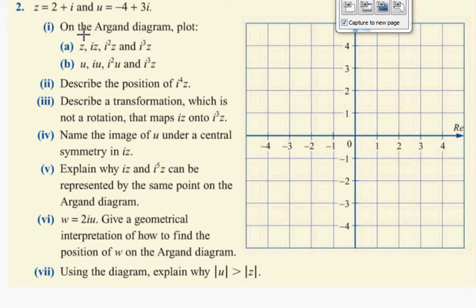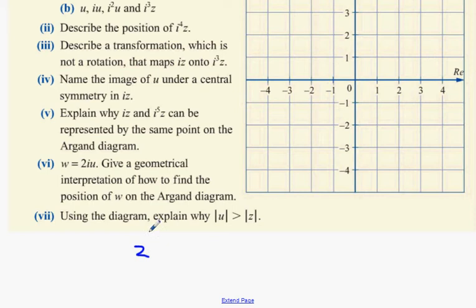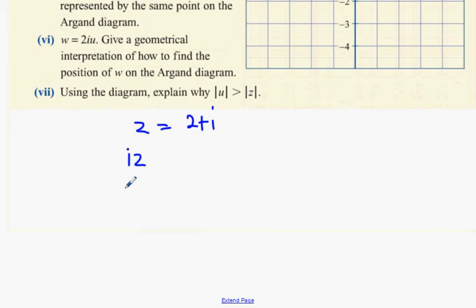On an Argand diagram, plot the following. What it wants me to do, first of all, is plot what z is. So z equals 2 plus i. And then it wants me to find iz, then also i squared z, and then i cubed z.